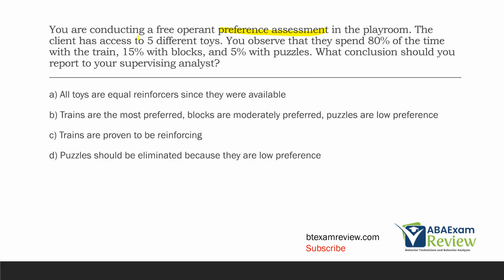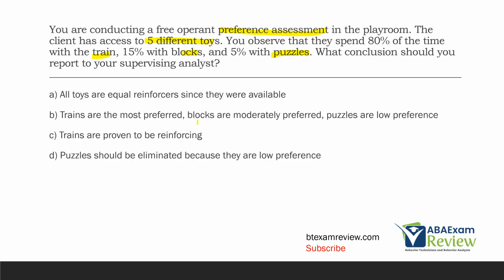And in this case, if the client has access to 5 toys and they're spending time with 3 toys, most with the train, second with blocks, and 5% with puzzles, what conclusion are you going to report from that preference assessment? A, all toys are equal reinforcers since they were available. Obviously not in this case, because we're doing a preference assessment, for one, where we're not determining reinforcers, and two, there were 5 toys and they only engaged with 3.